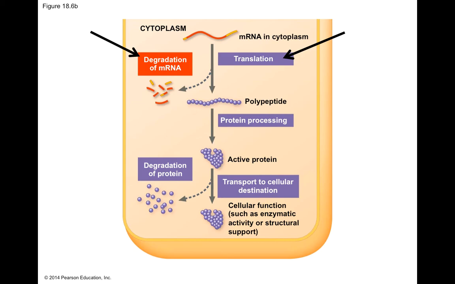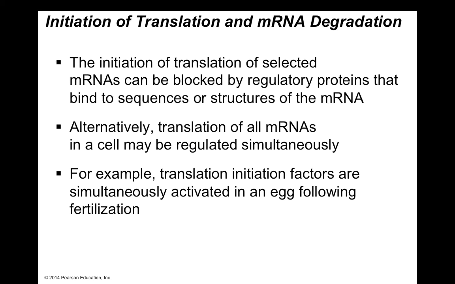So at this point, let's assume that the mature messenger RNA has been made and has been transported into the cytoplasm for translation to occur. We can regulate transcription, and when we're finished with the messenger RNA, we can degrade it, break it down so that the nucleotides can be reused to build a different RNA molecule. Translation can be regulated in a couple of ways.